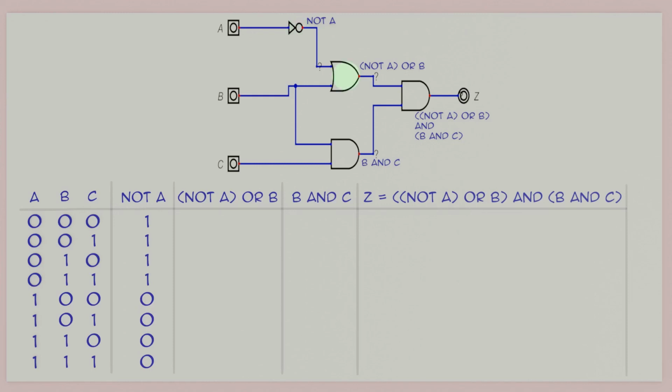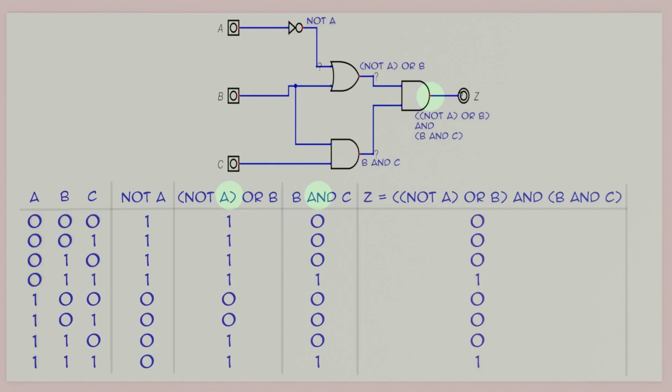Next we move to the not A or B expression, which is what you get after the OR gate. Remember, we're ORing the NOT gate output with the B input here. So 1 ORed with 0 is 1, and again 1 OR 1 is 1, and so on. The B and C expression uses the 2 B and C inputs, so we get 0 and 0, which is 0, 0 and 1, which is 0, and so on. Finally, the output Z ANDs the values in the not A or B column with the values from B and C column. So we get 1 and 0, which is 0, and again the same for the next 2 rows. Then 1 ANDed with 1, which is 1, and so on.